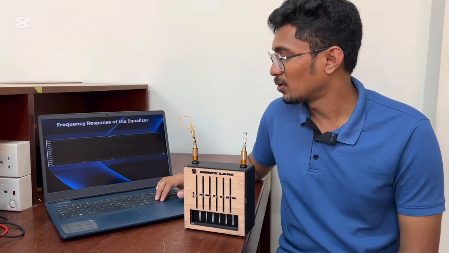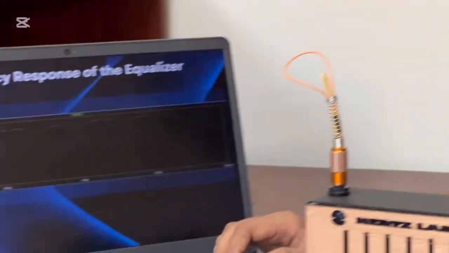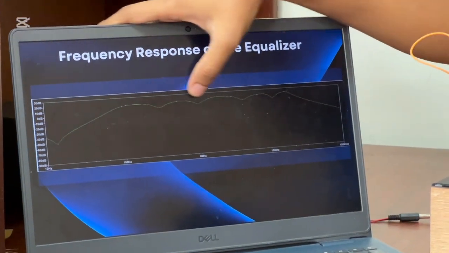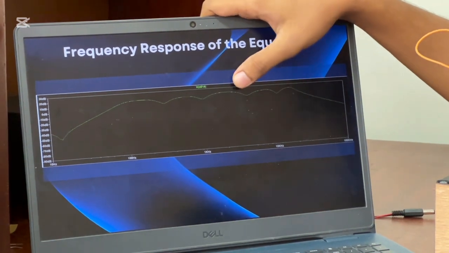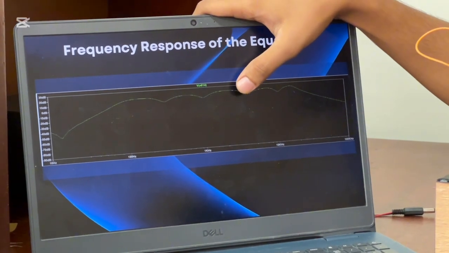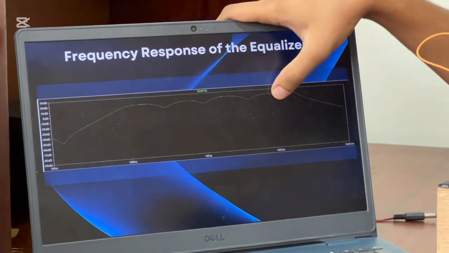So this is our overall filter response, and as you can see, there's minimal distortion in the overall response when we consider the zero gain in decibels instance.